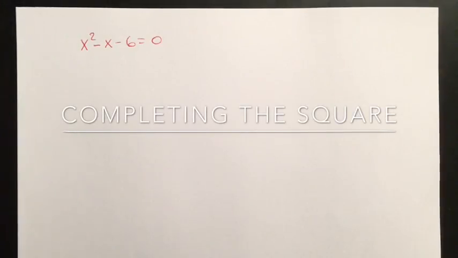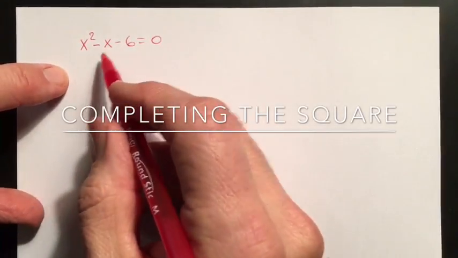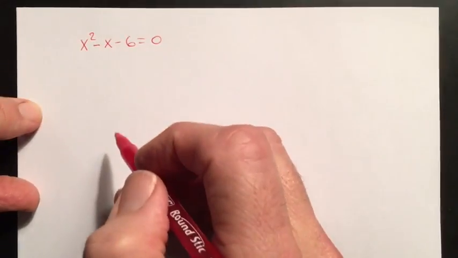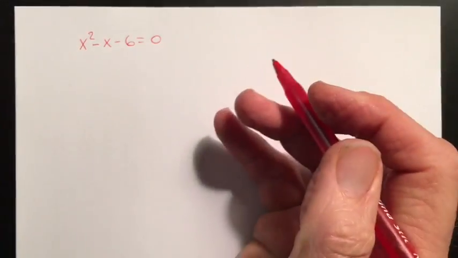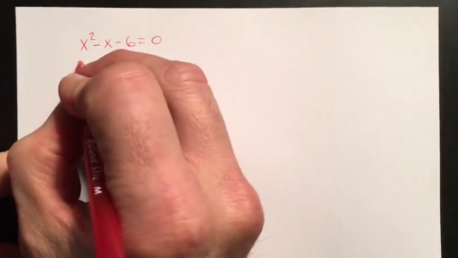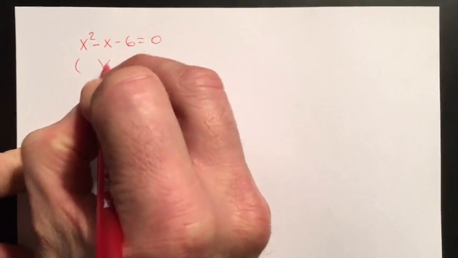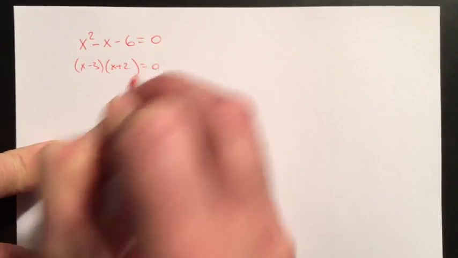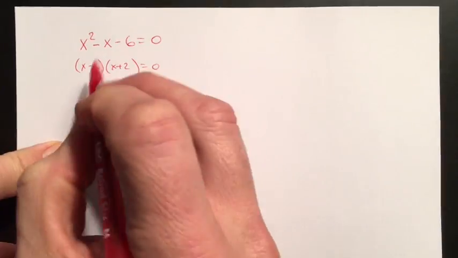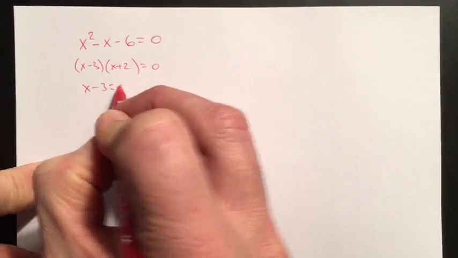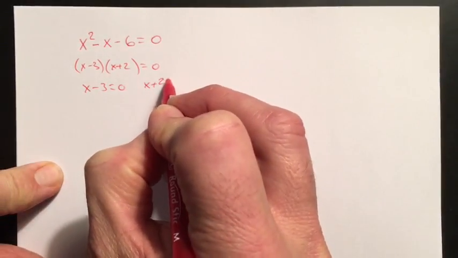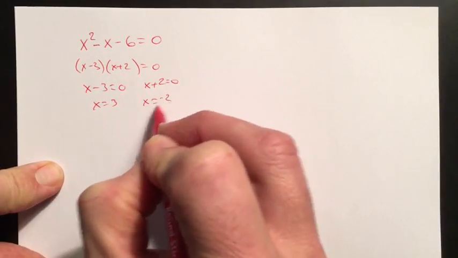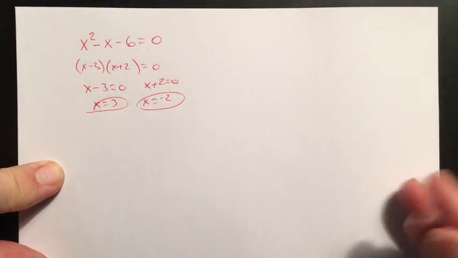Completing the square. Sometimes it's very easy to solve for a trinomial, where we can factor the trinomial and set it equal to 0 and get the solutions. So if I factor that, I can see that's going to be (x - 3)(x + 2) = 0. Setting both of those equal to 0, x - 3 = 0 and x + 2 = 0, I get x = 3 and x = -2. So that's fine, that's easy.